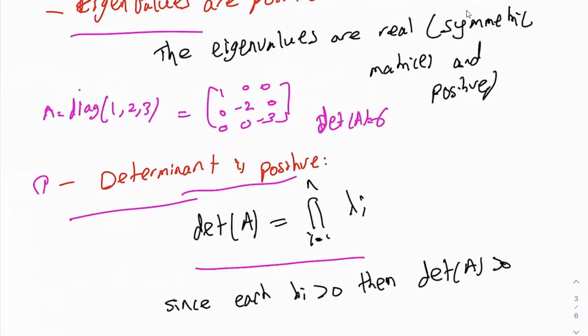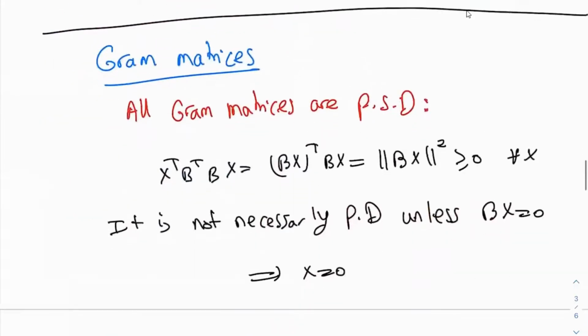Very good. Let's talk about the Gram matrices. I claim all Gram matrices are positive semi-definite. What was the definition of a Gram matrix? B transpose B is a Gram matrix, right? So let's take a look at that. We apply the definition, x transpose B transpose B x. This is like our A matrix here.